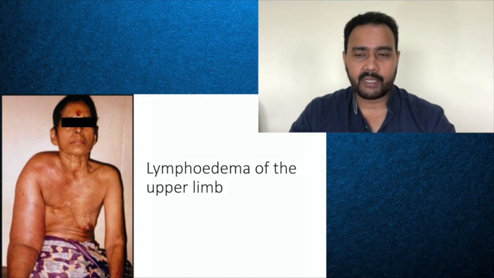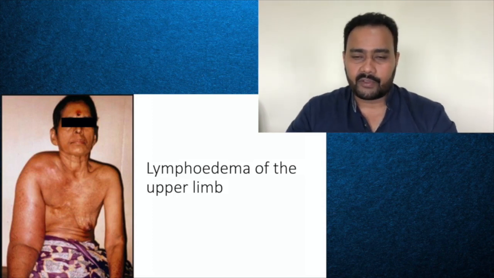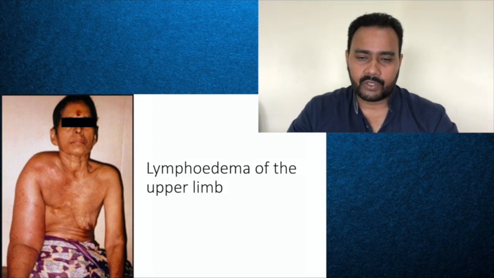So why do people develop lymphedema of the upper limb after the modified radical mastectomy or removal of the breast? Because we do axillary clearance, we remove all the axillary lymph nodes, so they can develop lymphedema. So that is the third important thing we have to discuss, right? So you need to know.